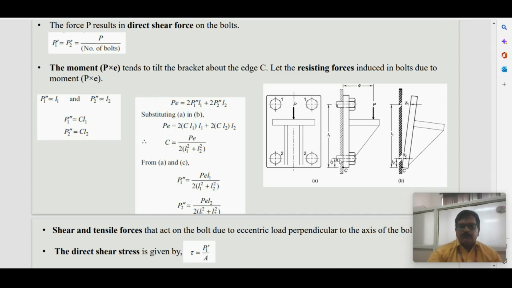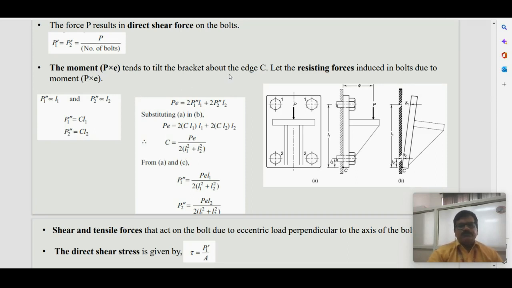So when L1 is greater than L2, the moment caused by the force P on the first line will be greater than the second line. The primary shear is the same in all of the bolts here, that is load divided by 4, whereas the secondary is tensile in nature, in which the bolts at the maximum distance from the tilting edge are subjected to the maximum amount of tensile stress. So that can be found out here.